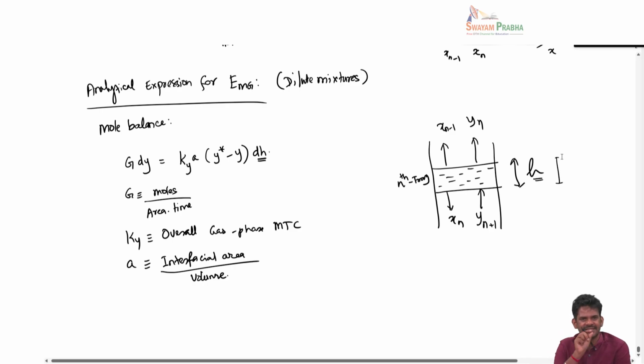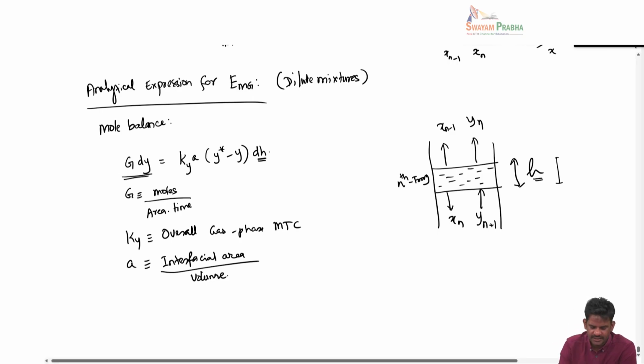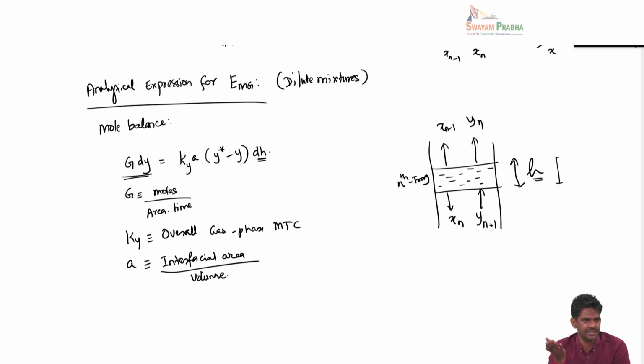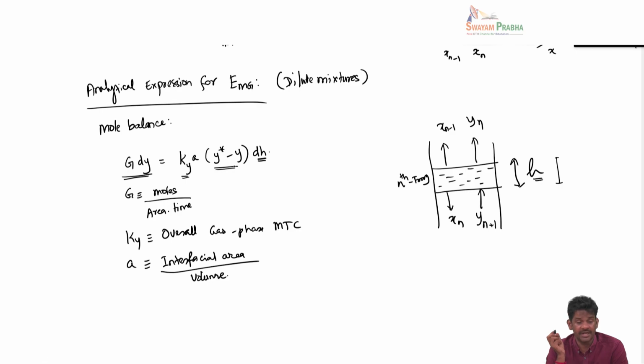If you take a thin slice of the liquid layer, of height dH, then this mass balance should be followed. What does this mass balance mean? It means the actual change in the number of moles of the solute in the gas phase must be equal to the rate of mass transfer. Here I am using the overall mass transfer coefficient, hence I am using the overall driving force. The driving force is actually y minus y star, but then I have to put a minus sign here, so I have absorbed the minus sign. So that's how it looks.